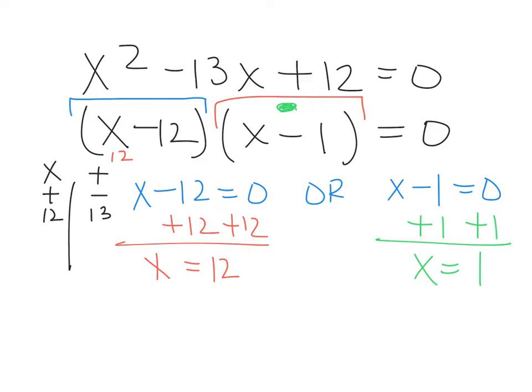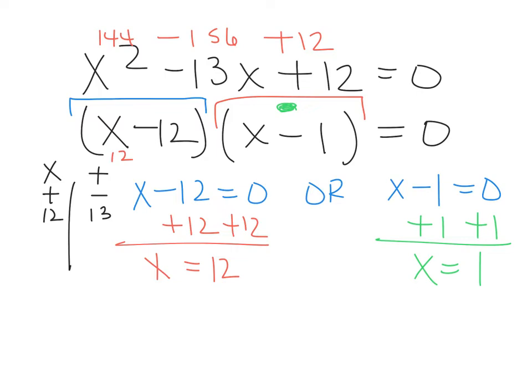So if I take 12 and I plug it back into the original problem, 12 squared is 144 minus 13 times 12 is 156, with the help of my calculator, plus 12. So 144 minus 156 is negative 12. Negative 12 plus 12 is 0.